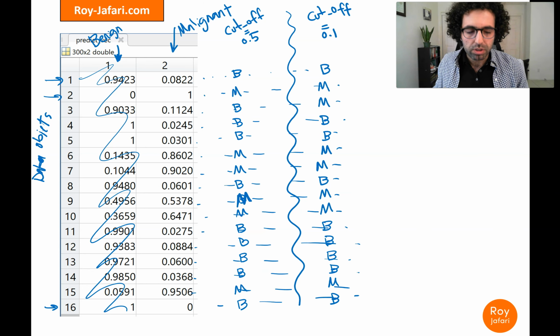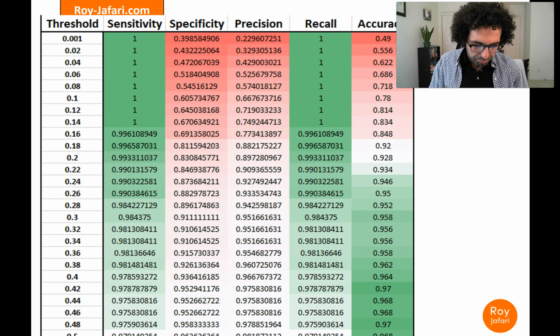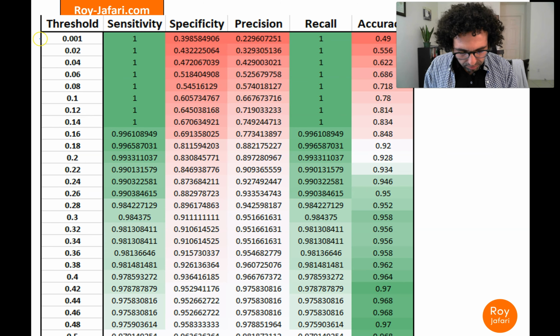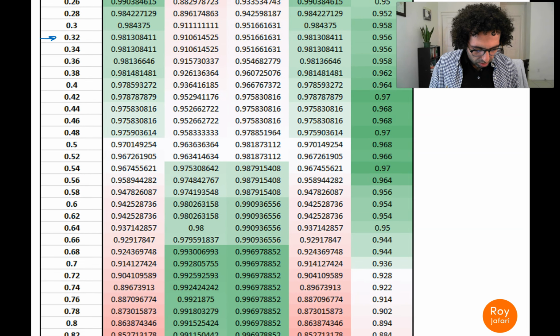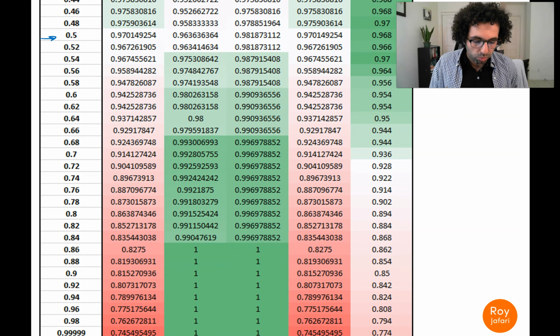So one thing we can do is computationally calculate what would be the performance of the MLP, accuracy wise, recall wise, precision wise, sensitivity wise, specificity wise, if we were to change this cutoff, right? So if I change this cutoff from a very small value all the way to the largest value possible, which is almost 1, right?